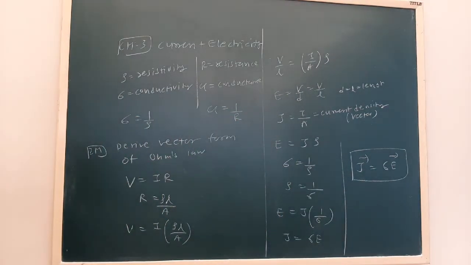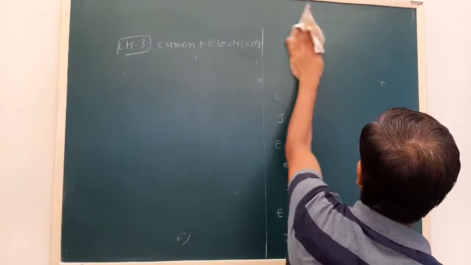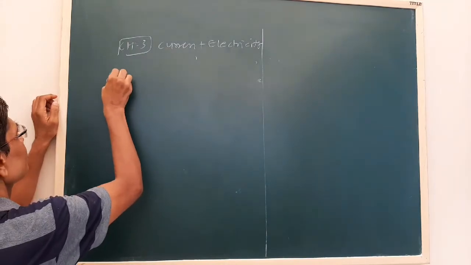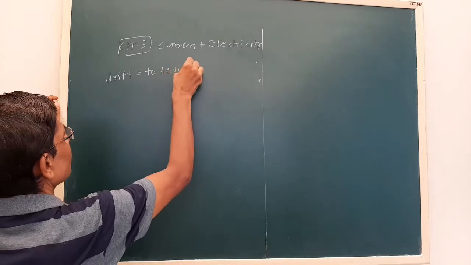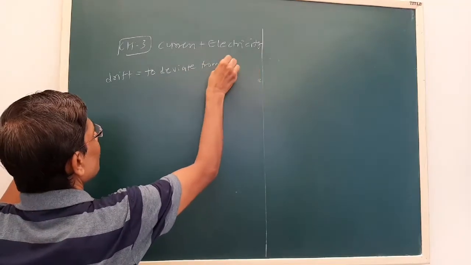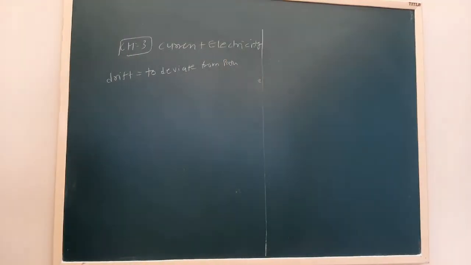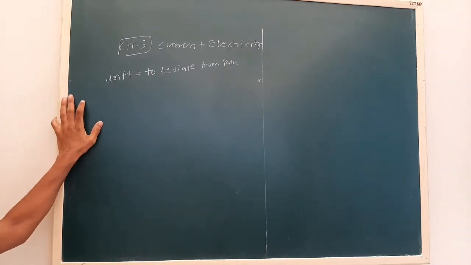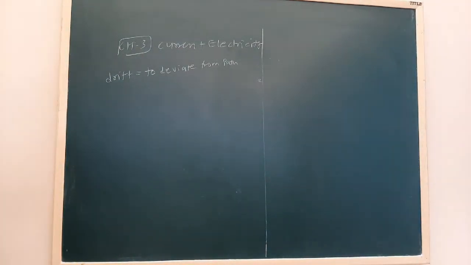Now see, next we have to see about the drift velocity. Okay, that will be our new topic. Now, what is the simple meaning of drift? To deviate from the path, whatever the original direction. We have to change the direction. That is to deviate from the path.